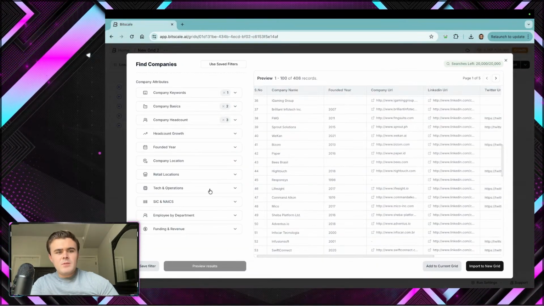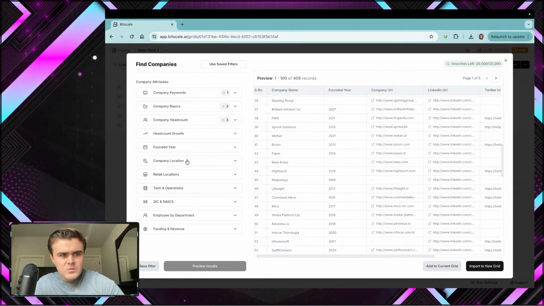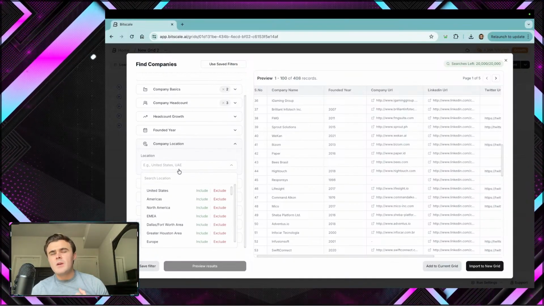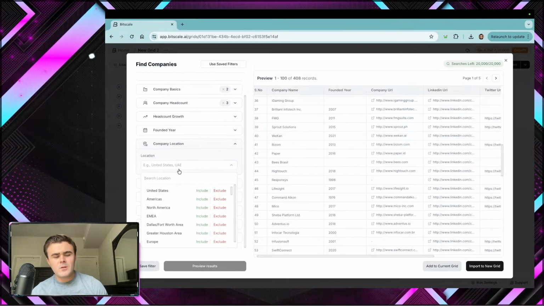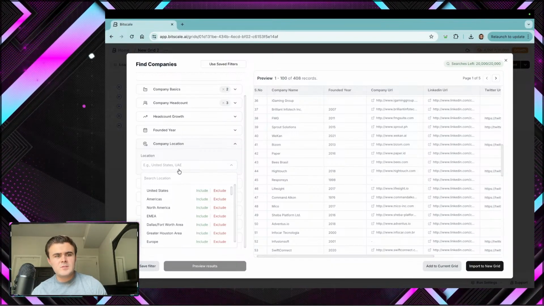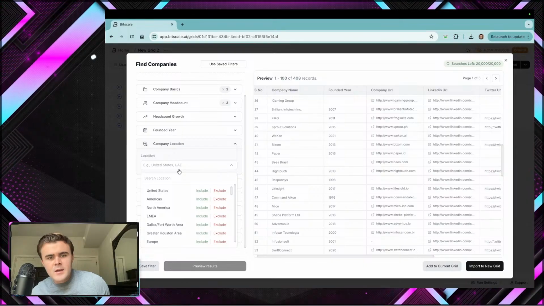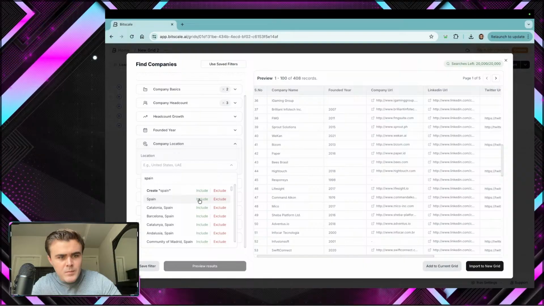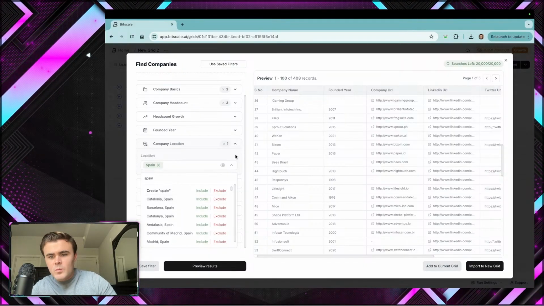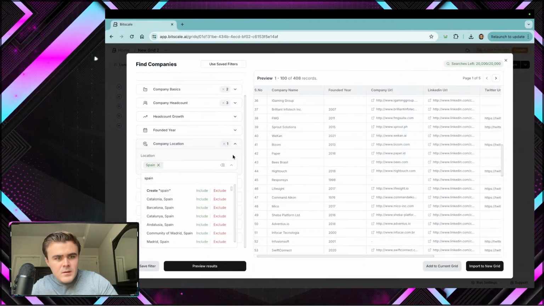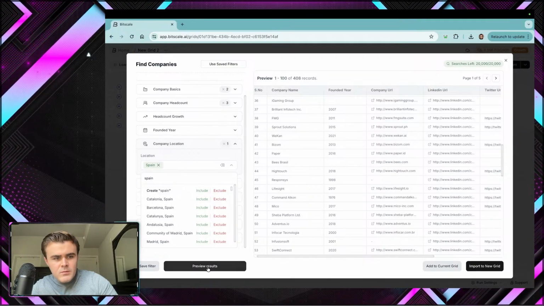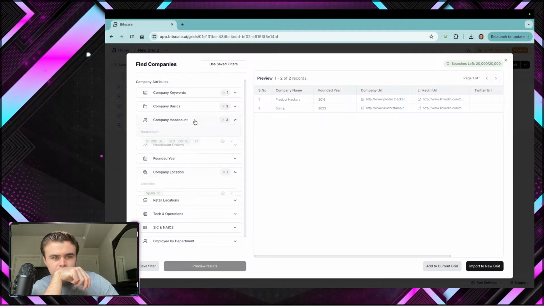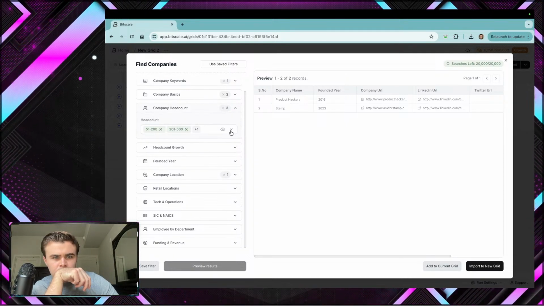So let me test something out. If I go to company location, let's try and target, I'm looking for one-off. Usually my go-to is the United States, and I always go for America first, and from there I'll go to other countries. Let's just look at something like Spain real quickly. I'm just curious what pops up. I'm looking for one-off smaller countries. Preview results. All right, so that's not a lot.